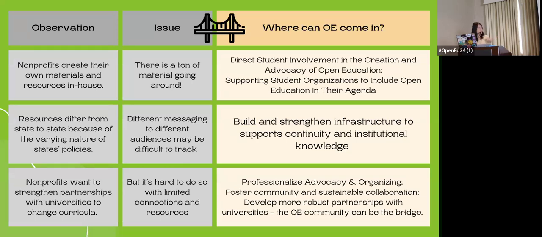For the next, on building and strengthening infrastructure, this is generally to support continuity and institutional knowledge. So it's student advocacy orgs, youth leaders, sometimes with the university, students graduate, or even at high school level, students graduate, there's a change of student leadership. There is that loss of institutional knowledge over time.